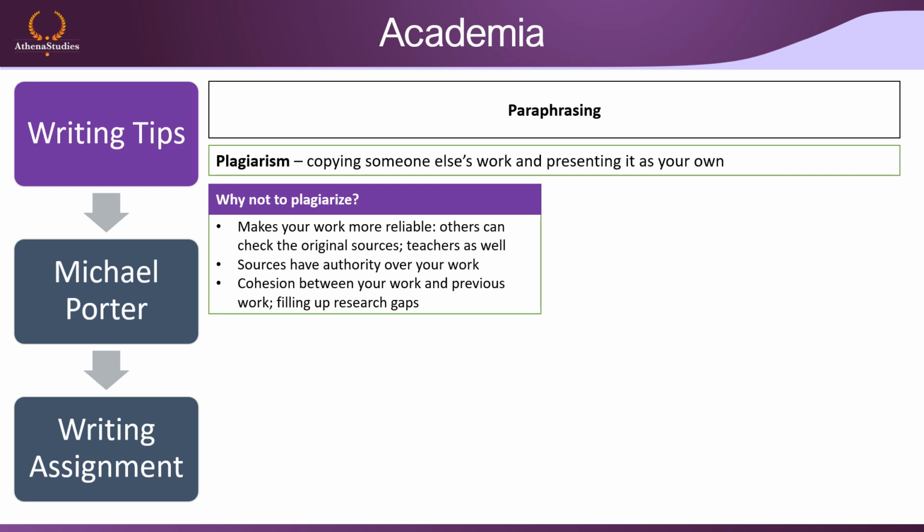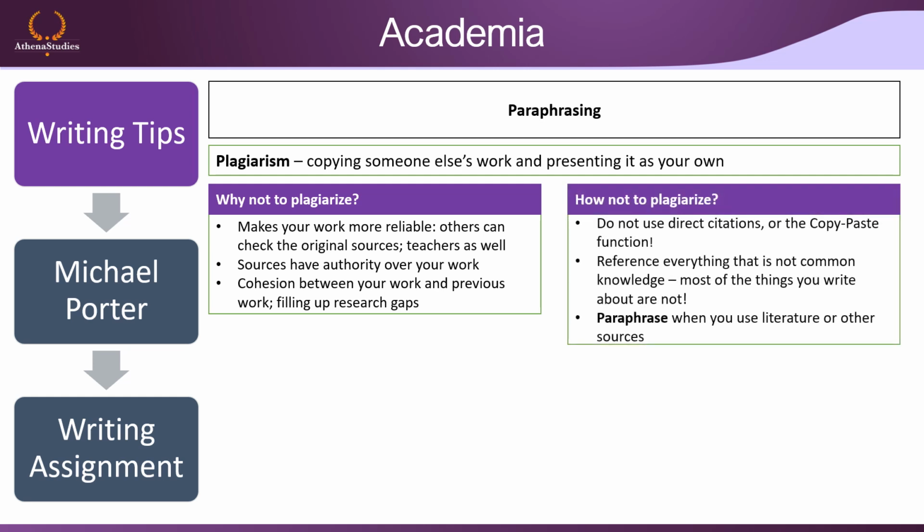Then the sources you use have authority over your work, because academic writing contributes to filling the gaps in the existing literature. So it is important that there is cohesion between your work and the previous work that's been done by different writers or researchers. When you write a paper, you present your ideas through somebody else's viewpoint so that you add on to what already exists.